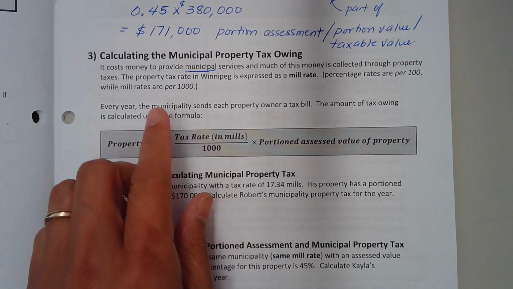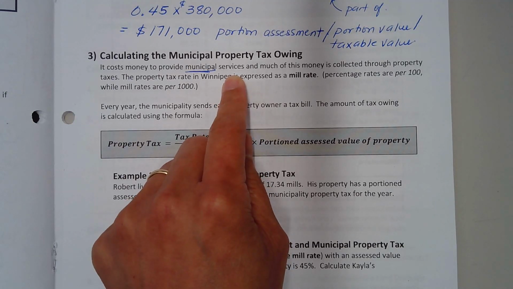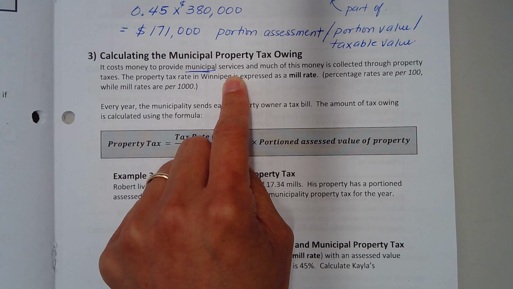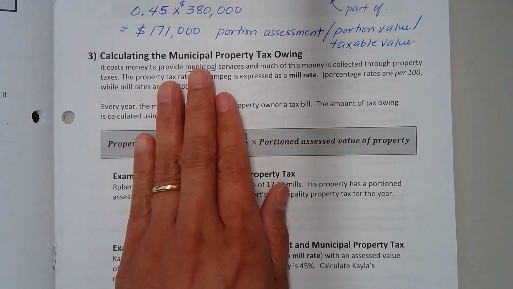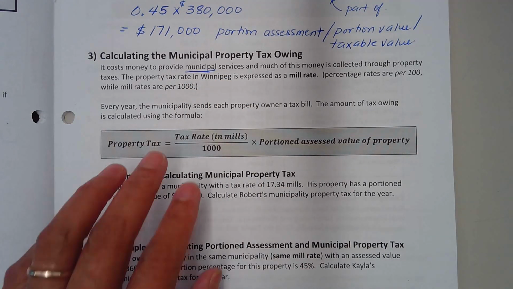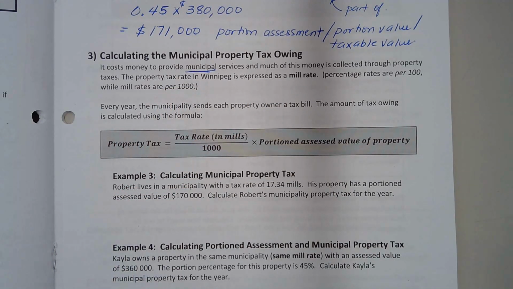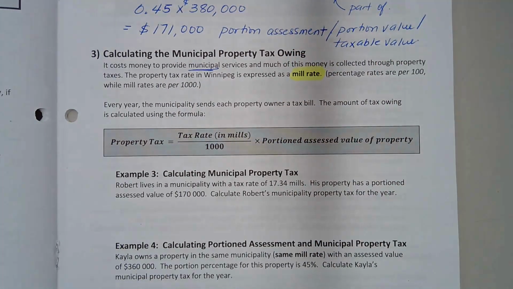Those services, if we didn't have services for collecting garbage, imagine that, right? Providing services for the people costs money. And who pays for that? We pay for it through our property tax. So it costs money to provide municipal services, and this money is collected through property tax. The property tax in Winnipeg is expressed as a mill rate. We see a lot of rates in this unit alone, right?